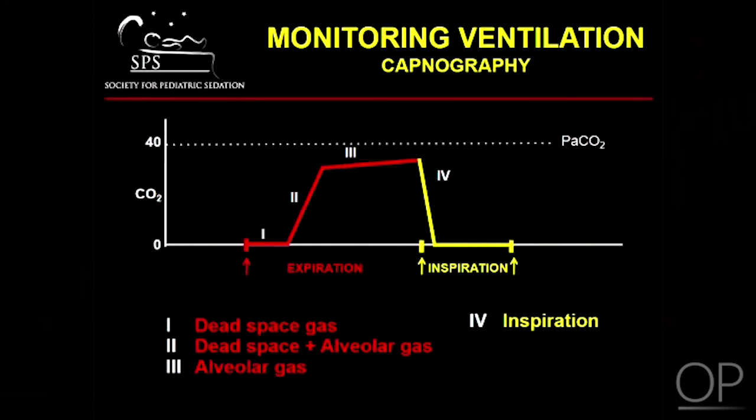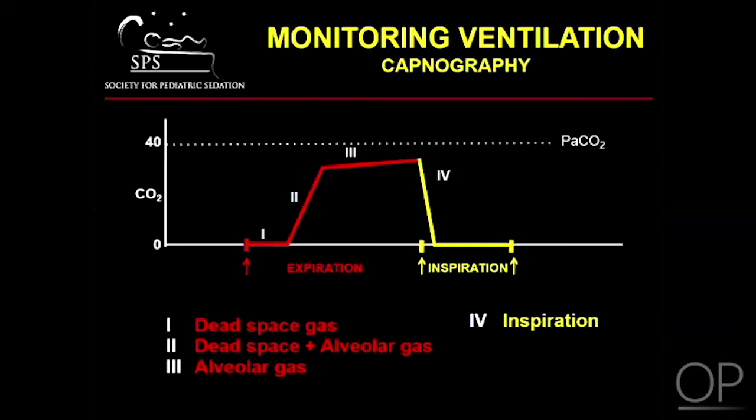Looking closer at the waveform, it is possible to break down the shape of the wave into 4 segments. Note the dotted line on the graph depicts the normal CO2 value of the arterial blood. Segment 1 occurs at the beginning of exhalation and represents the carbon dioxide content of the dead space gas present in the trachea and mainstem bronchi, essentially that of room air.